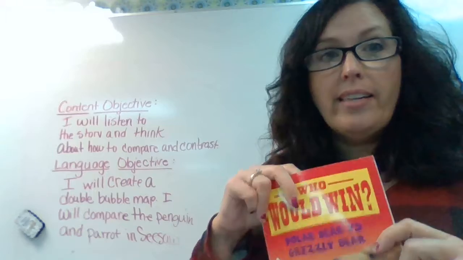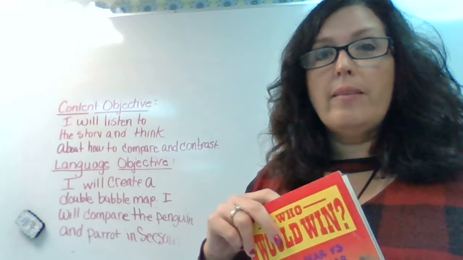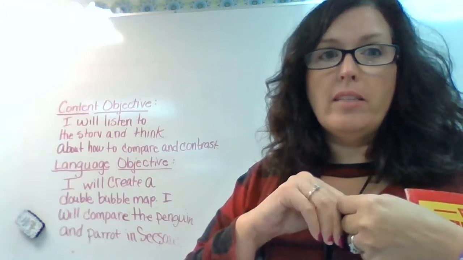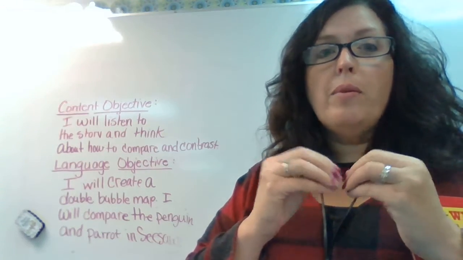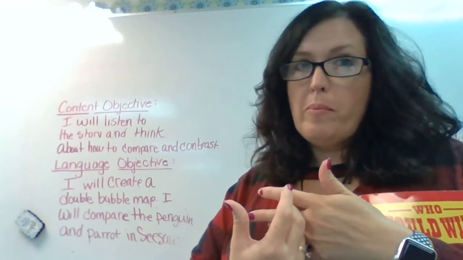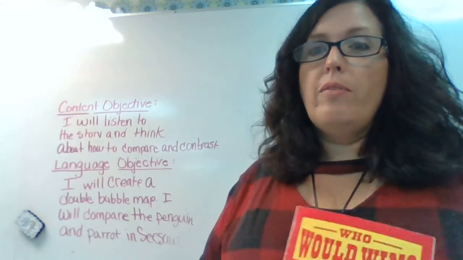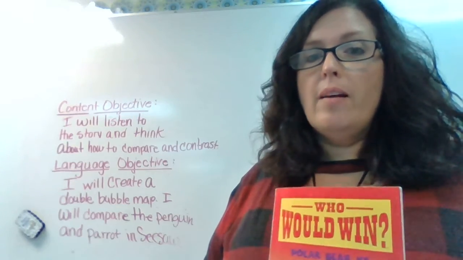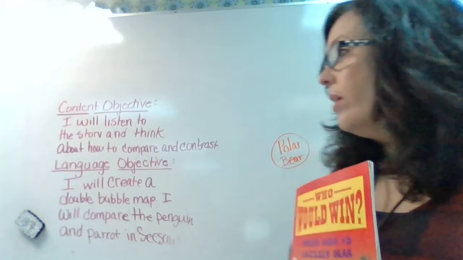In your Seesaw activities, there is a reading partner about penguins and parrots. So you are going to do the activity with penguins and parrots and then eventually turn it into a double bubble map, okay? If you need help with that, let me know because we can talk online. Hopefully it won't be too hard. So here we go.